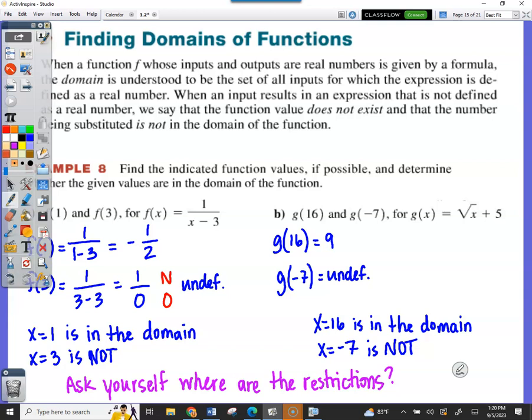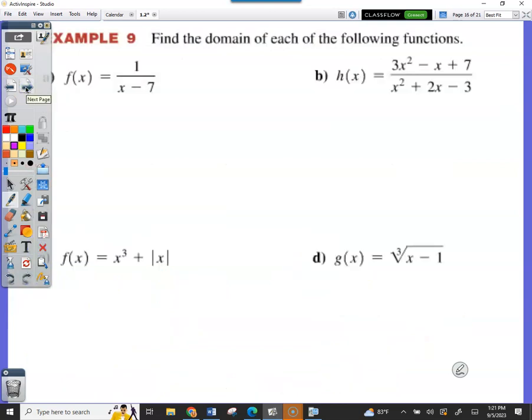So in A, we learned that 3 was not in the domain because it generated a 0 in the bottom. That's a big no-no. You cannot divide by 0. In B, we worked with the square root of x, and we learned that you cannot take the square root of a negative number, right? So that was the restriction here. Moving to the next slide.